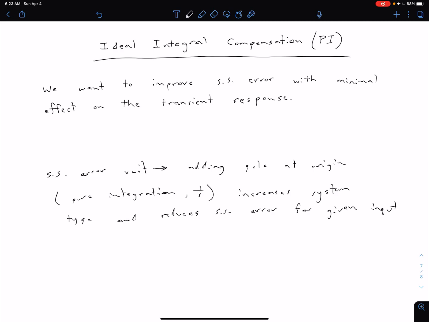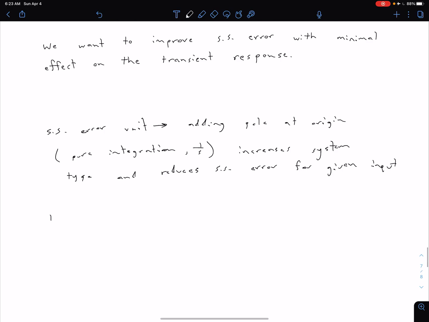So just as a quick refresher, if we started with a type 0 system and we add 1 pure integration, then that's going to become a type 1 system. So if we now have a type 1 system, that's going to eliminate any steady state error that we would have had for step inputs. So if we had a step input initially into our type 0 system, it would have had some finite steady state error. But if we put that same step input into our adjusted type 1 system, it's no longer going to have any steady state error, so it'll be 0.